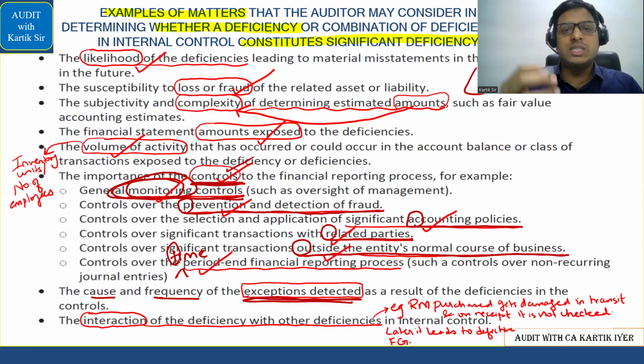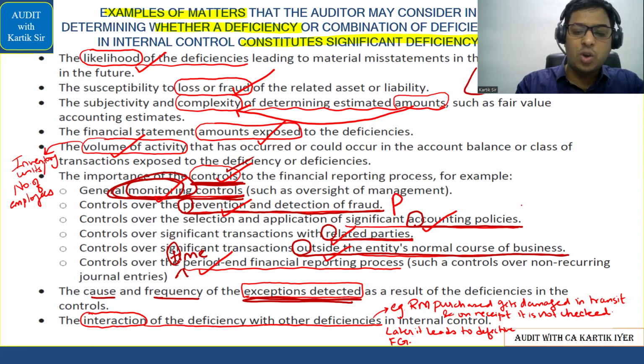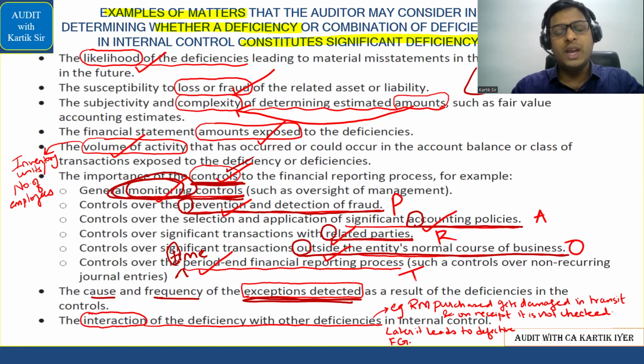Any transaction where the auditor is seeing that deficiencies are in place. So you get PAROT here, that is prevention and detection of fraud. A for accounting policy, R for related party, O for outside normal course of business, and T for time period, instead of period we'll call it time period. So you get PAROT here. We'll take PAROT in this case.